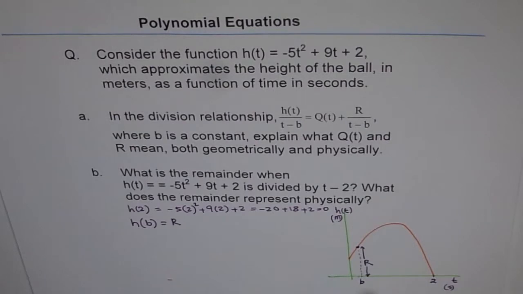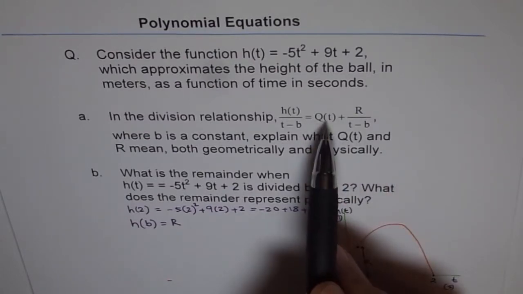So if I plug in b, then I'll give the position, right, of the ball at any instance of time. So that is my value, right? So it is h of b, which is r for us. Now, what I will do now is I'll rearrange this equation.